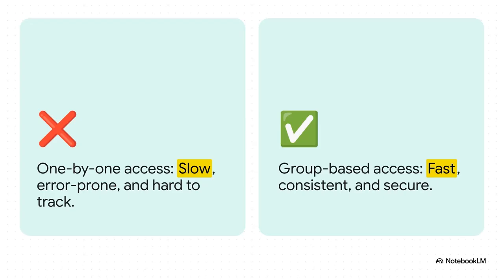Imagine you had to give every single employee permission to every single file they need, one by one. It'd be a complete nightmare. So slow, you'd be making mistakes all over the place, and good luck trying to keep track of who has access to what. Instead, the blueprint uses a much smarter approach: groups. You just give a digital keycard to the group, and boom, everyone in that group can open the door. It's fast, it's consistent, and it is way more secure.